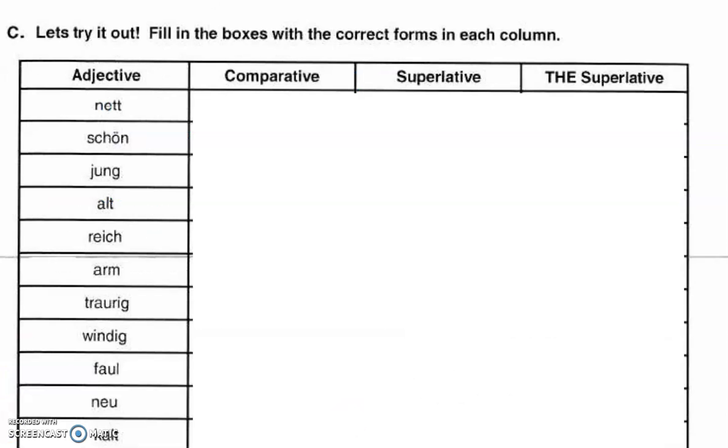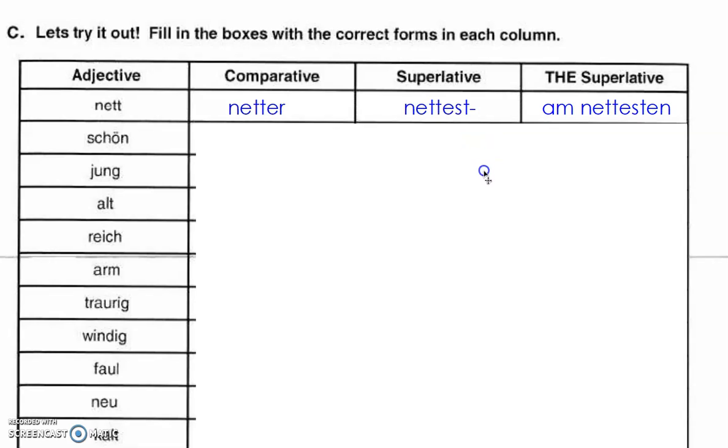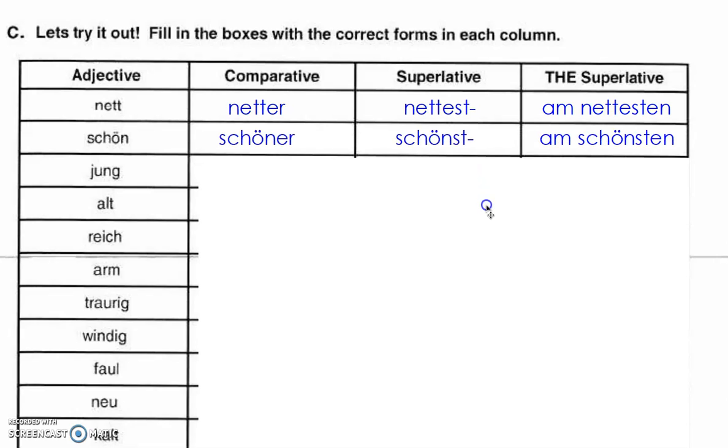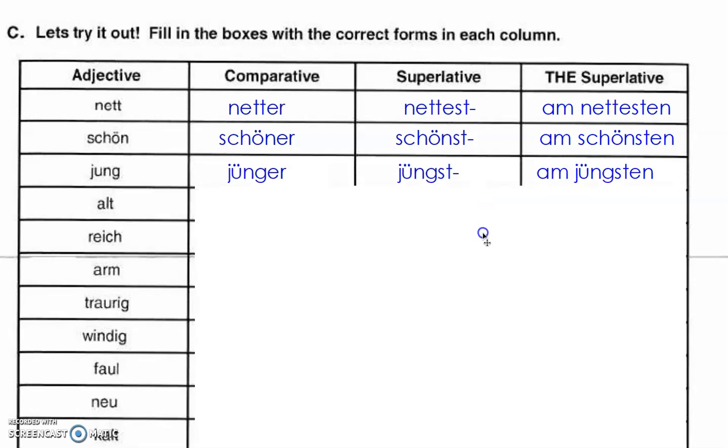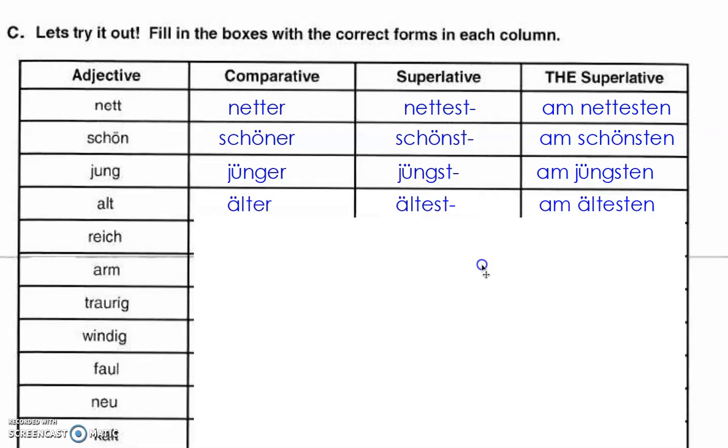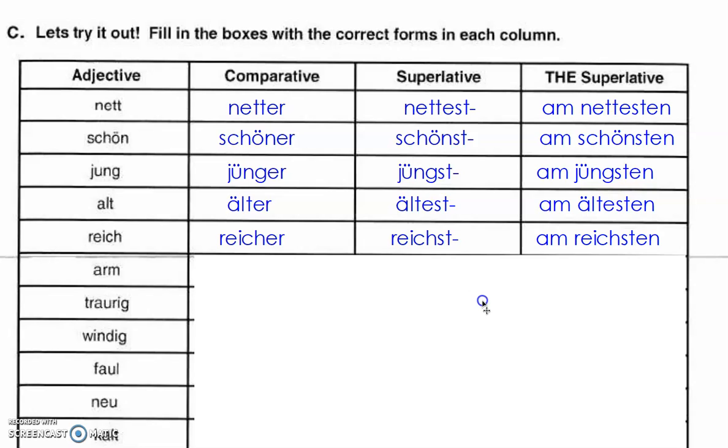On this next page, we have several examples of how adjectives will look in the comparative and the superlative forms. So we have nett, which becomes netter, nettest, am nettesten. Schön becomes schöner, schönst, am schönsten. Jung is jünger, jüngst, am jüngsten. Alt is älter, ältest, am ältesten. Reich is reicher, reichst, am reichsten.